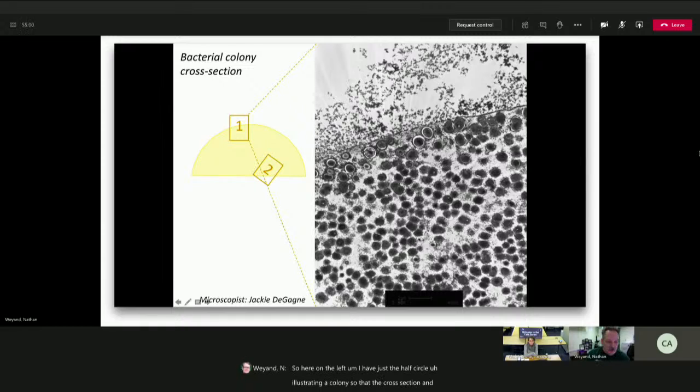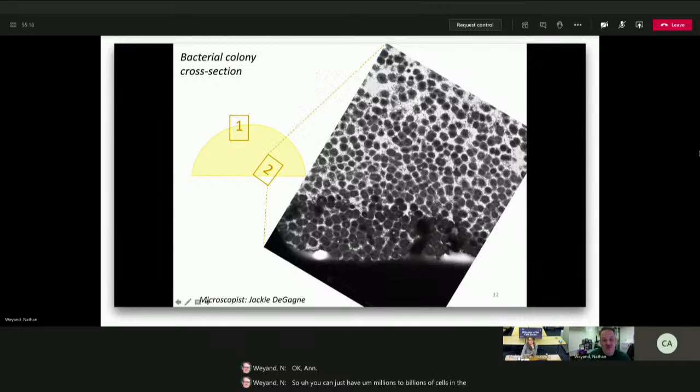So here on the left, I have just a half circle illustrating a colony, so the cross section, and I'm showing a scanning electron or a transmission electron microscopy image of just a portion of that colony. You can see it's full of cells. Okay, and so you can just have millions to billions of cells in these colonies.